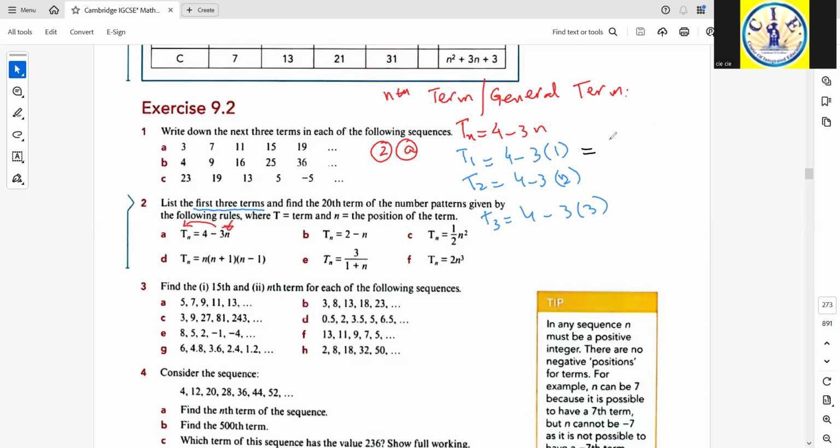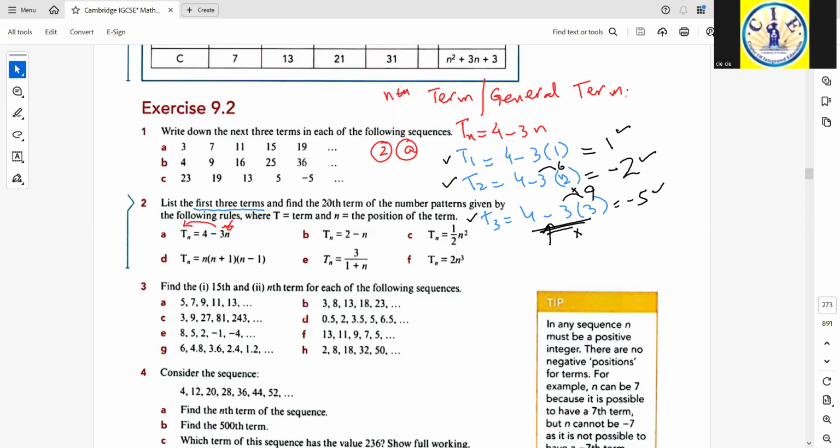So 4 minus 3, which is 1. Now 3 2s are 6. So 4 minus 6, that is -2. And then 3 3s are 9. And 4 minus 9, that is -5. Here, you need to be careful to use the BODMAS rule so that multiplication is performed prior to subtraction. So you need to multiply 3 times 3, which is 9, then subtract 9 from 4. That will give the answer -5. So these are the first terms. The first term is 1, the second term is -2, and the third term is -5.